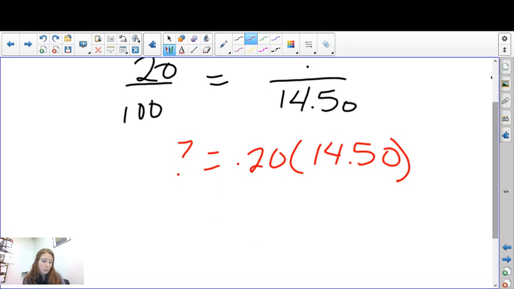2 times 50. See here, boom. I get a nice answer. I can see right there, 29, and we're talking about money, so it's 290. So your answer in that problem is A.